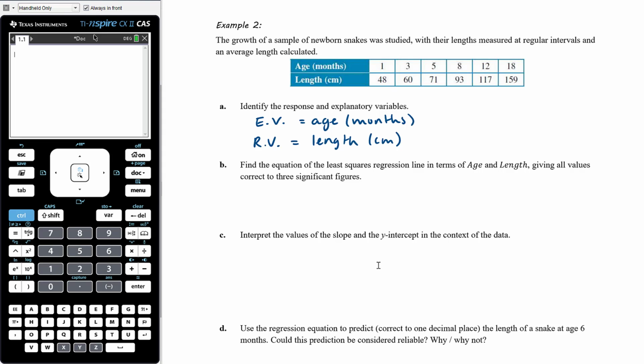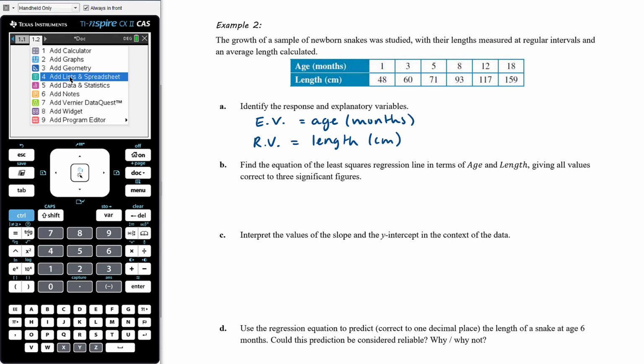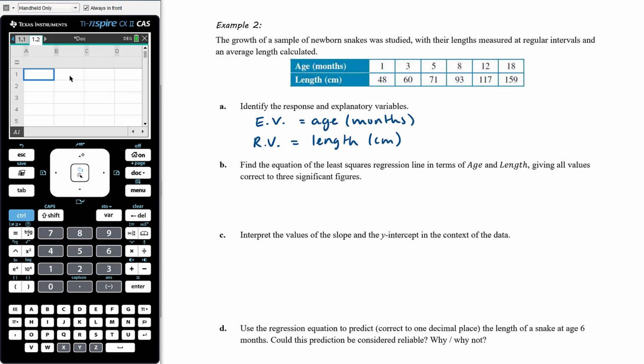Okay, so I've got a new document here. I'm going to insert, Control I, a lists and spreadsheets page. Okay, and then I'm going to put my data set in here. So I'm going to name my columns. So we have age and we have length. Okay, and then I'm going to put the data in. So age after 1, 3, 5, 8, 12 and 18 months has been measured.